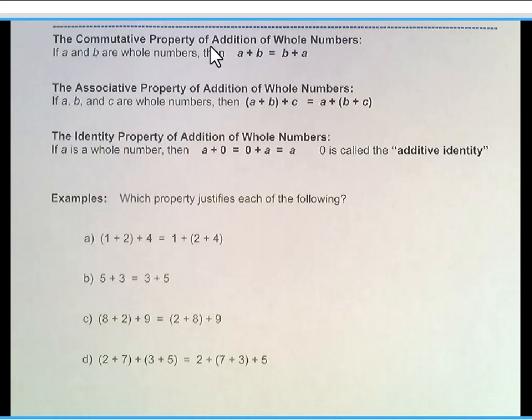Now we're going to talk about some more properties of addition: the commutative property, the associative property, and the identity property. Maybe these you've heard of before. So let's first talk about the commutative property.